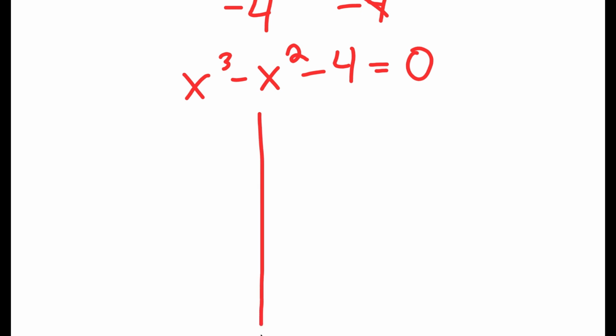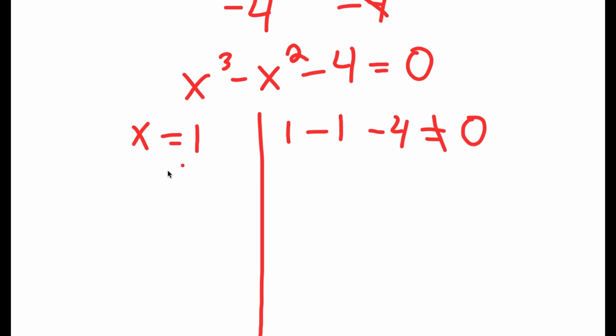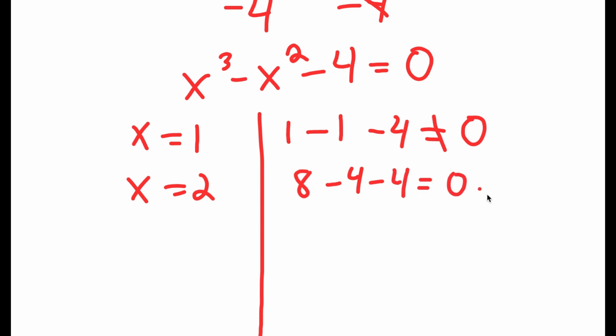So to find the first solution, we need to just start by plugging in numbers. So if I plug in x equals 1, I get 1 minus 1 minus 4, and this does not equal 0, so this is wrong. Now if I plug in x equals 2, I get 8 minus 4 minus 4, and this does equal 0. So x equals 2 is a solution.